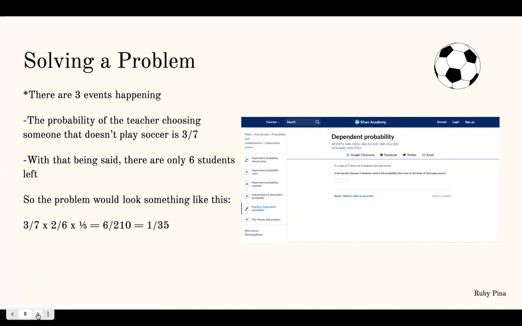So we would take the dependent event equation and put 3 out of 7 multiplied by 2 out of 6 multiplied by 1 out of 5, which comes out to 6 out of 210, which equals 1 out of 35, I'm sorry.